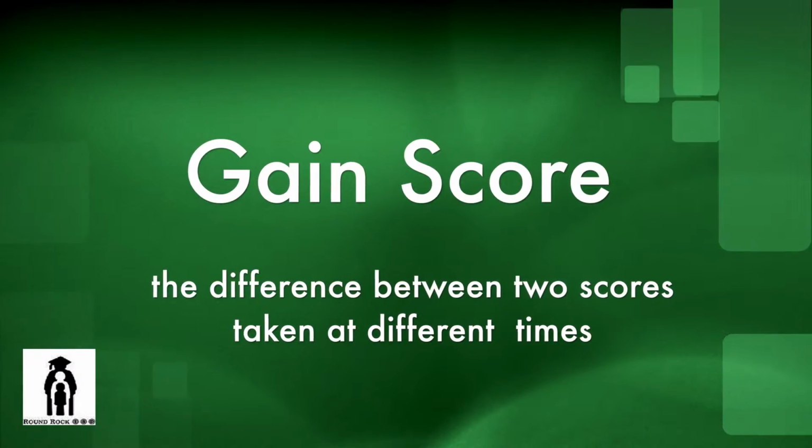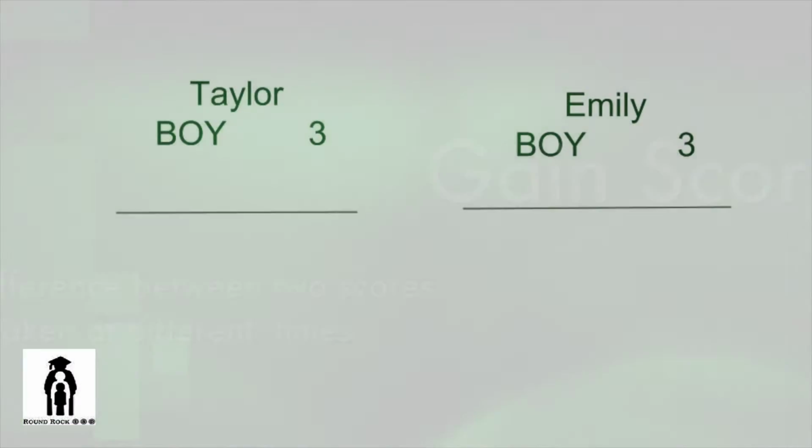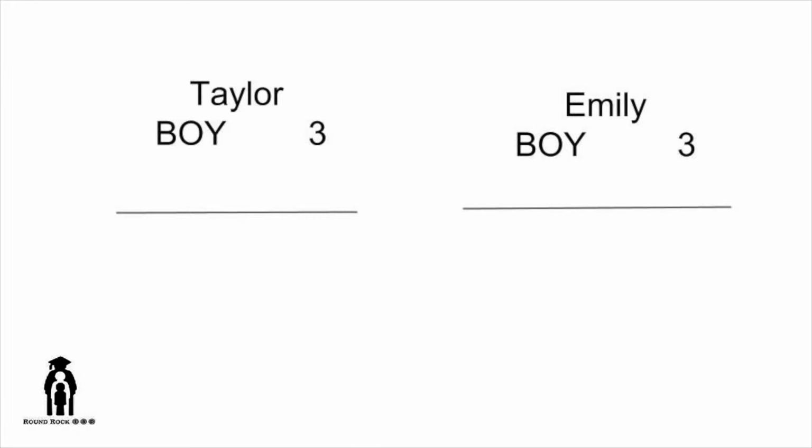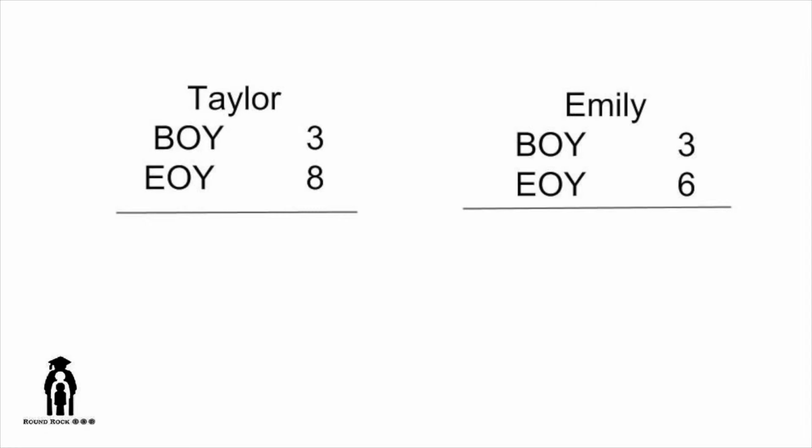The most basic growth measure is simply a difference score or gain score. Let's say we give Taylor and Emily the same valid and reliable writing assessment at the beginning of the year, and they both earn 3 points. Then, at the end of the year, both students take the test again. Taylor scores an 8 and Emily scores a 6. Because Taylor's gain score is higher, we can say she had more growth in her learning than Emily.